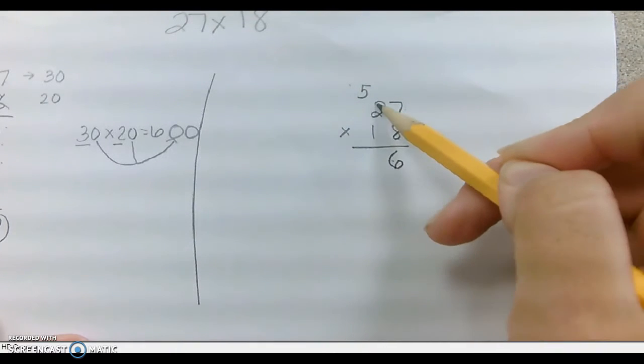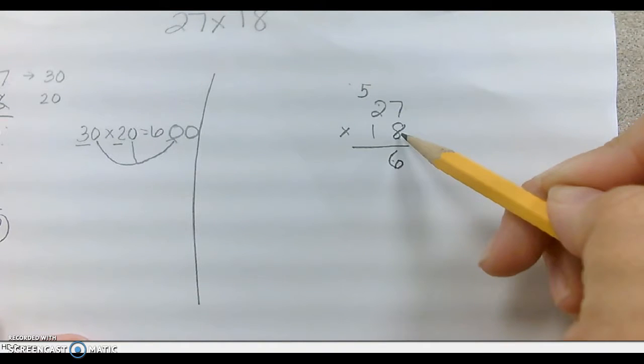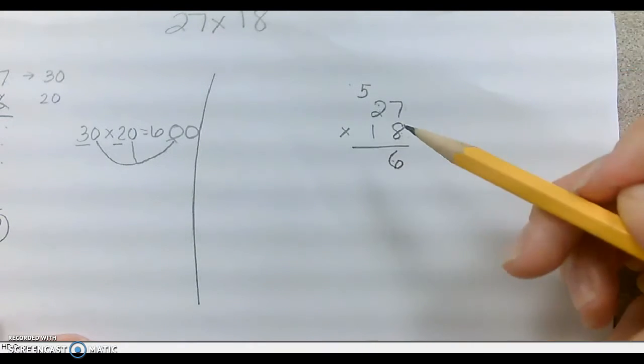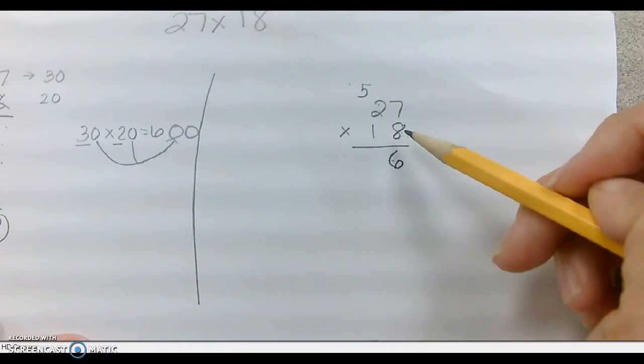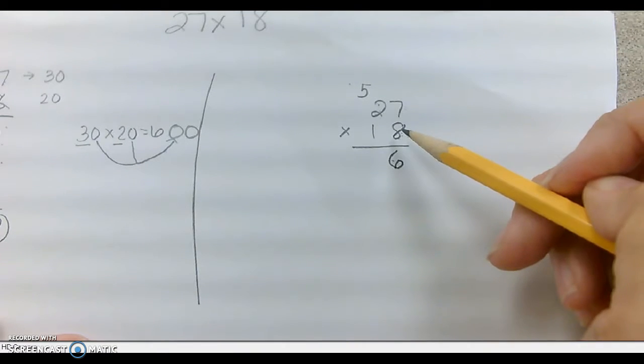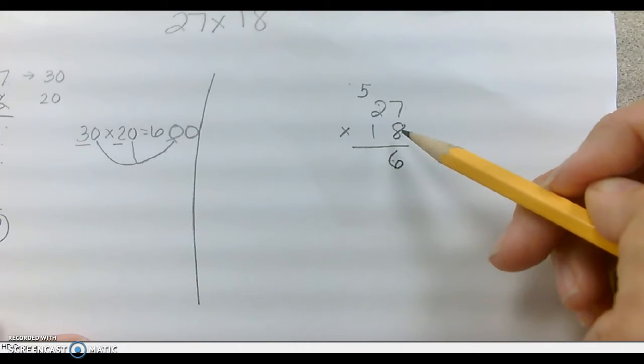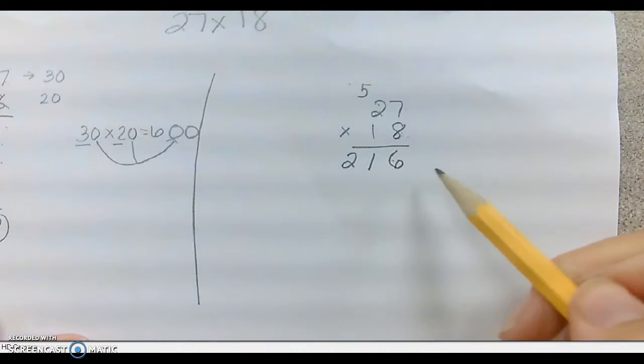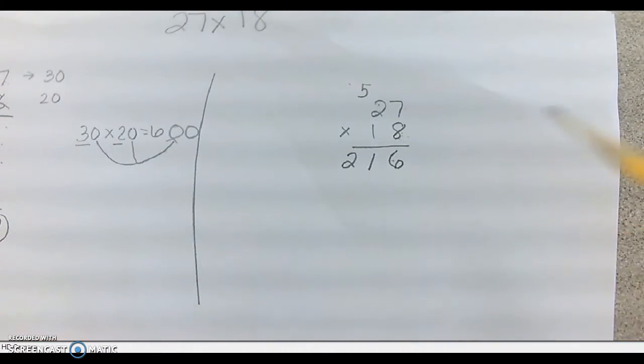Now, 8 times 20. I can think of this problem as 8 times 2 and annex a 0 after. 8 times 2 is 16, plus 5 is 21. I had to think about that. So I've annexed my 0 because I have a 6 in the ones position.